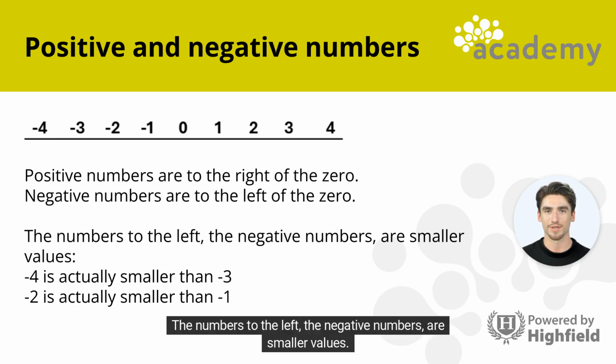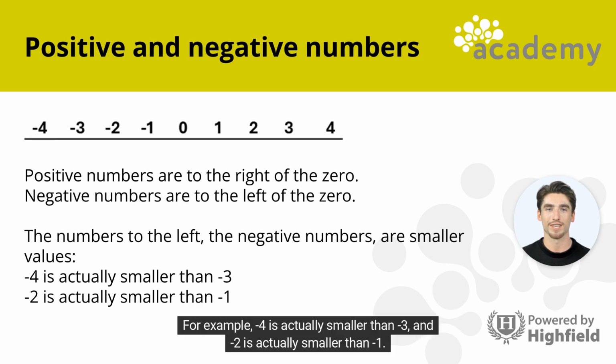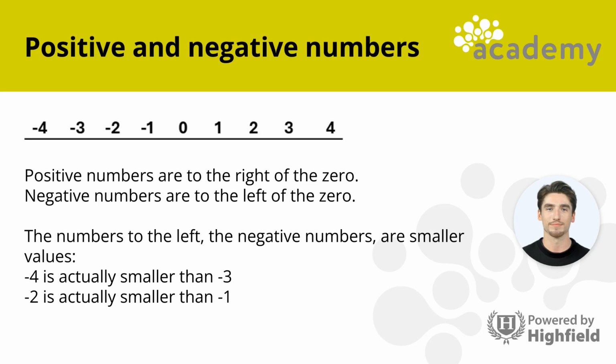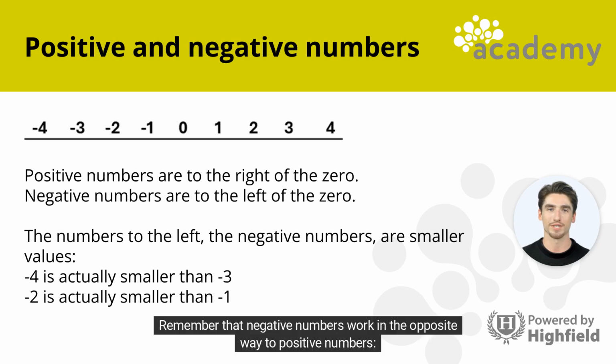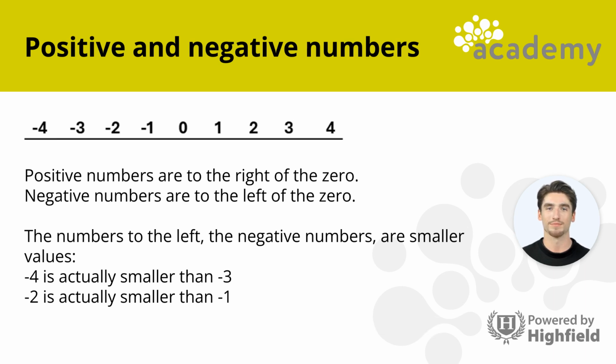The numbers to the left, the negative numbers, are smaller values. For example, -4 is actually smaller than -3, and -2 is actually smaller than -1. Remember that negative numbers work in the opposite way to positive numbers. Where 10 is larger than 5, -10 is smaller than -5.